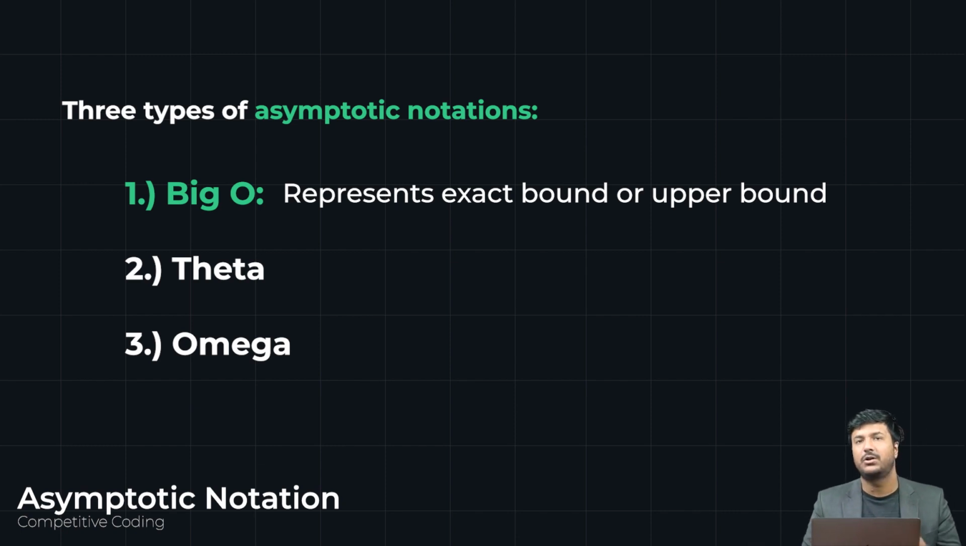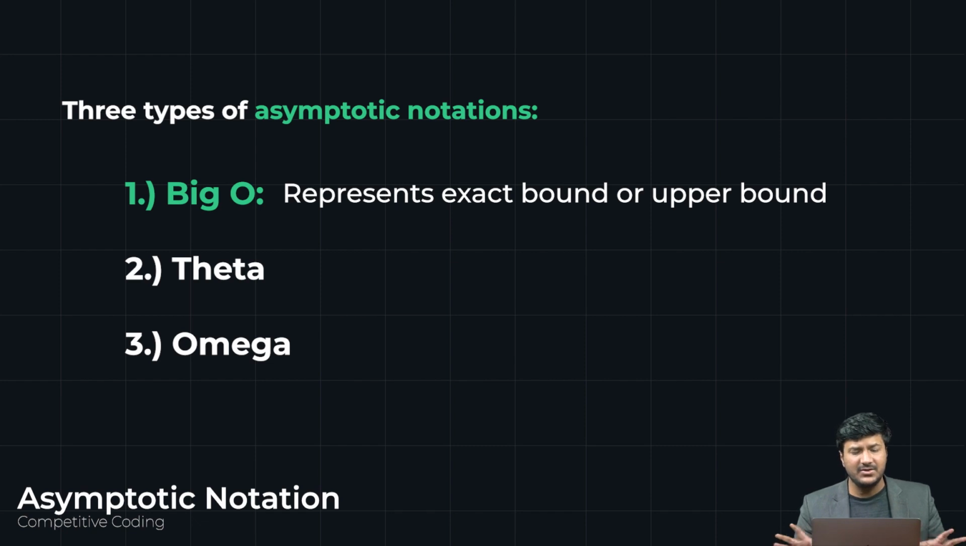It says that if the big O notation is O of n, right? Then you're saying that either it's going to be exactly n, or at the maximum it is going to be n. Or O of n square. So either it's going to be exactly O of n square, or at least lower than O of n square. So upper bound: maximum it can be that, not more than that, right?